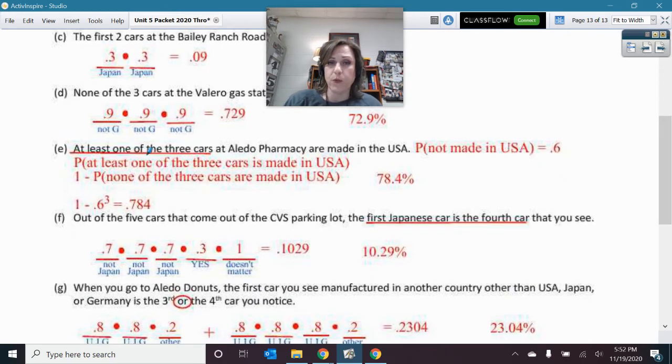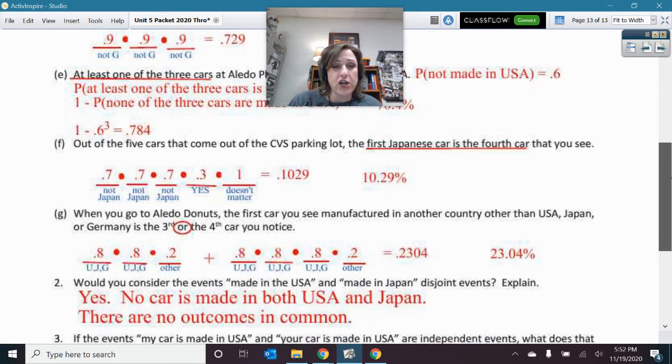What's the probability that at least one of the cars at the Alito Pharmacy is made in the U.S.? At least one of them. Well, that means any possibility except for none. So the probability that at least one of the three is made in the U.S. is 1 minus the probability that none of the three cars are made in the U.S. And remember from the first problem, 60% of cars were not made in the U.S. So for none of the three cars to be made in the U.S., that's 0.6 times 0.6 times 0.6. There we go.